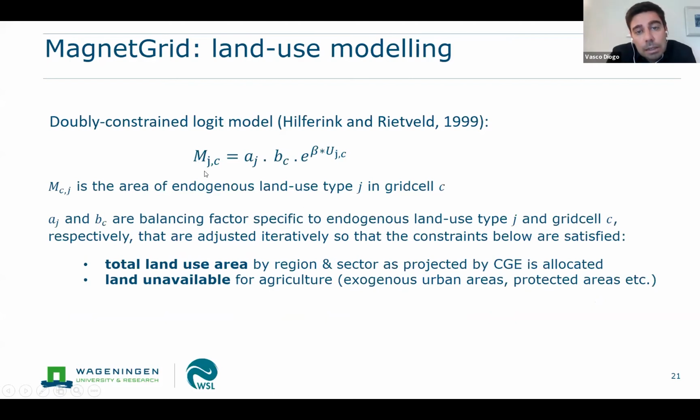This is then implemented through a doubly constrained logit model that in practice means that we use two balancing factors for each endogenous land use type and grid cell specifically, that are adjusted iteratively so that the constraints below are satisfied. I mean, particularly that the total land use area by region and sector as projected by the CGE is allocated, and that we take into account that in each cell there is land unavailable for agriculture, for instance, because of existing urban areas or protected areas.